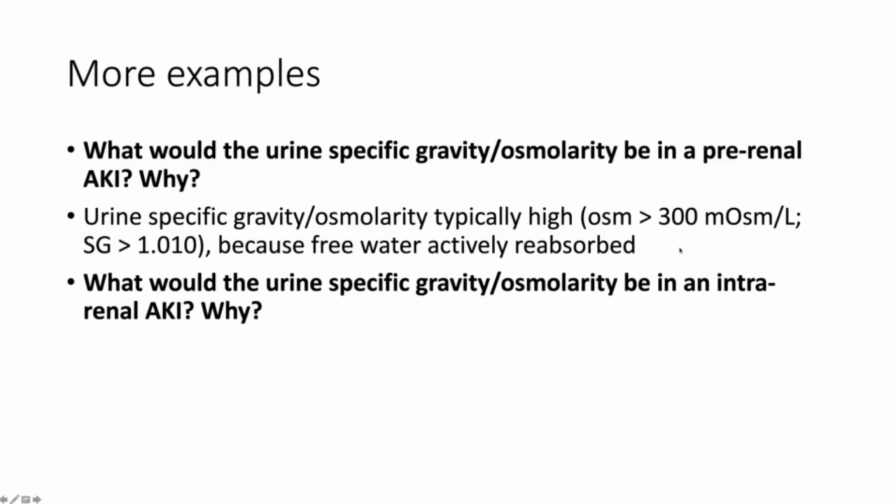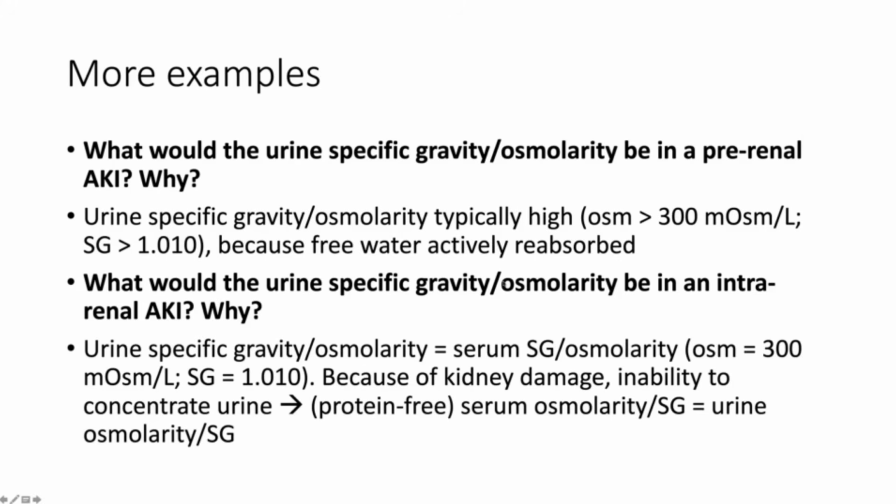All right, Jared, what would the urine specific gravity or osmolarity be in an intrarenal AKI? It would be 1.010 because you can't reabsorb or excrete anything extra once you get through the glomerulus. Great. So the urine osmolarity would be? 300. Yeah, exactly. It'd be the same, right?